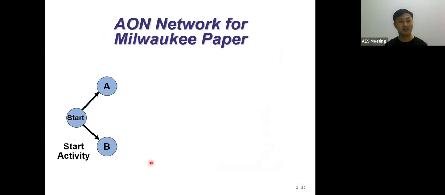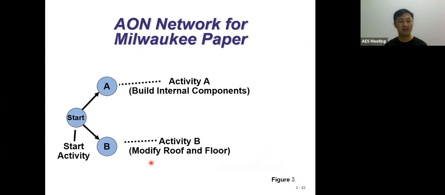Okay, so you can see this clearly. Now our activity A starts. We have activity A and B. Activity A is build internal component. Activity B is modify the roof and floor here.